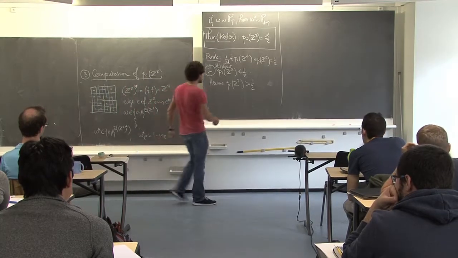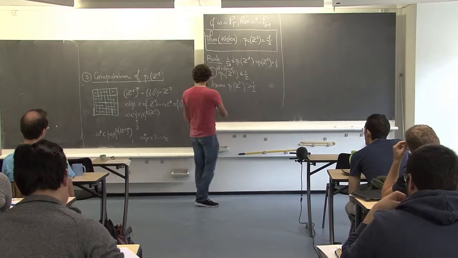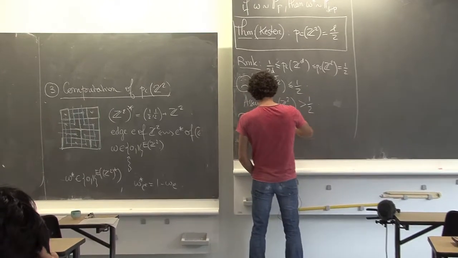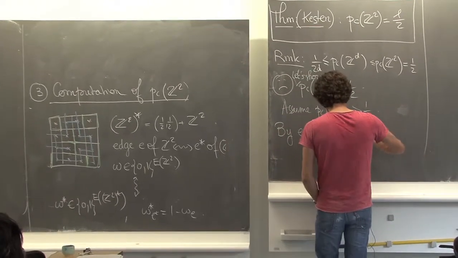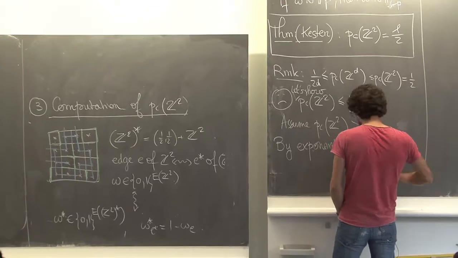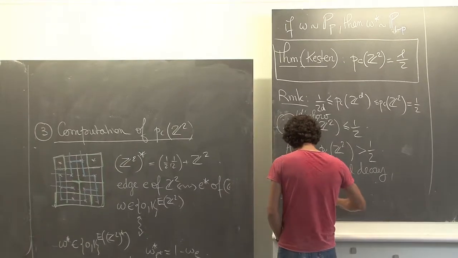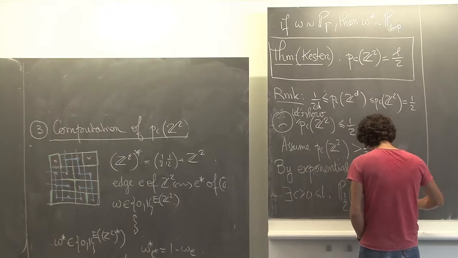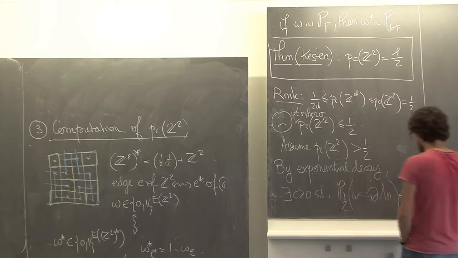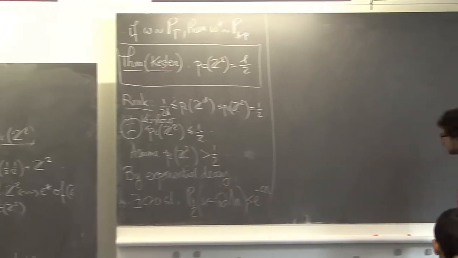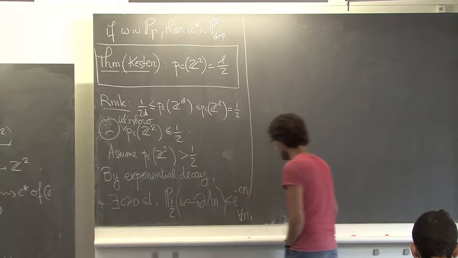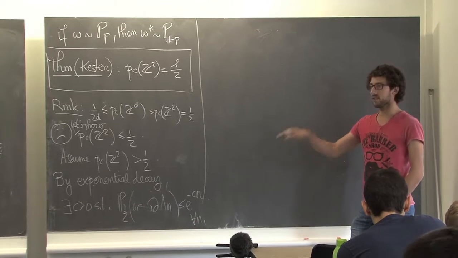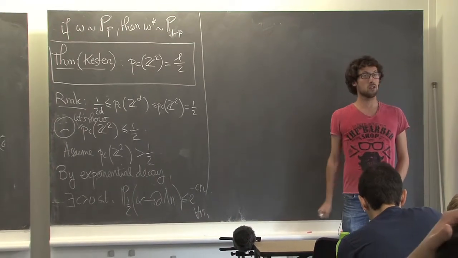So let's go. Assume p_c(Z²) is strictly larger than 1/2, by exponential decay. And that's why it's usually a difficult part, because you need to prove exponential decay. There exists a constant c such that the probability at 1/2 of 0 connected to the boundary of the box of size n is smaller than e^(-cn) for every n. So what am I going to do? I'm going to try to prove that this implies that in the dual there is an infinite cluster.